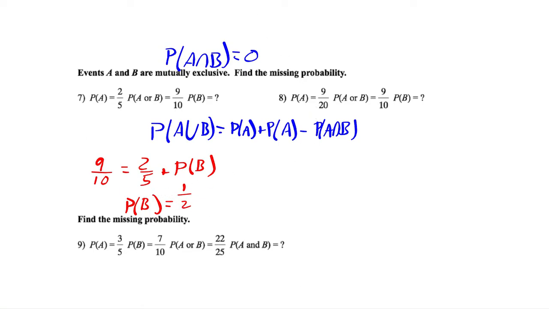And then for 8, we again have 9/10 is equal to 9/20 plus probability of B. This over here is going to be 18/20, so if you subtract 9/20, we will have 9/20 for probability of B. So simple equations there, just know the formulas.